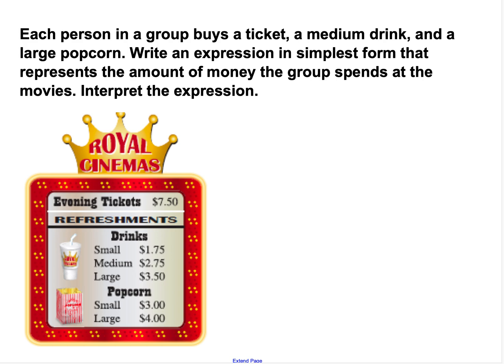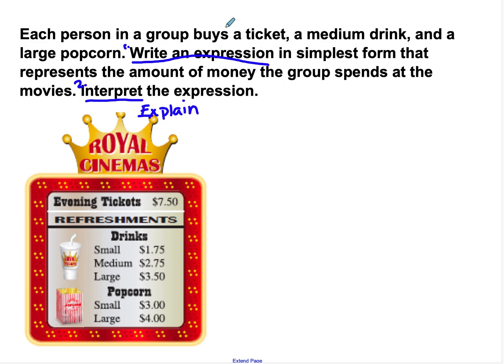Okay, and then for our last type of problem here, looking at a story problem situation. Each person in a group buys a ticket, a medium drink, and a large popcorn. Write an expression in simplest form that represents the amount of money the group spends at the movies and interpret the expression. So they're asking us to do two things. First thing, write an expression. And 2, we need to interpret, which means explain. Explain what it means. Okay, so those are the two things we need to do.